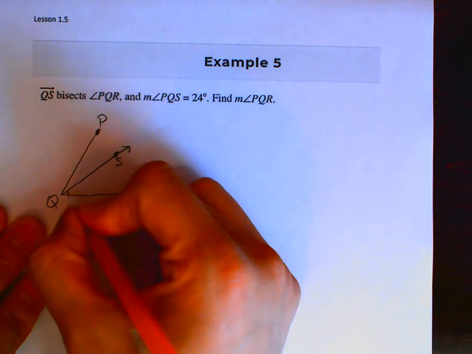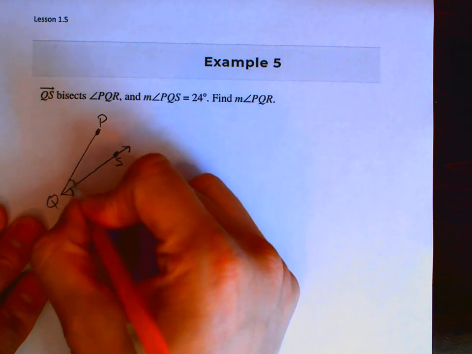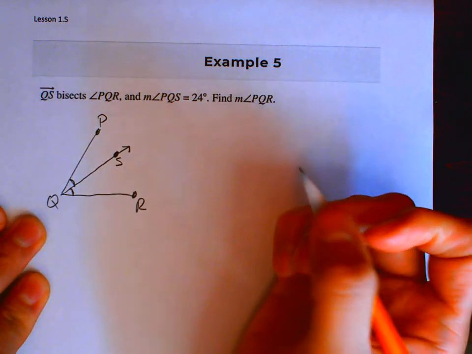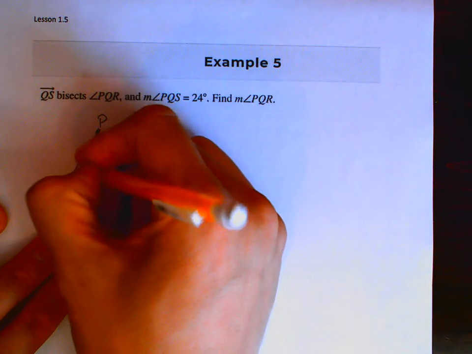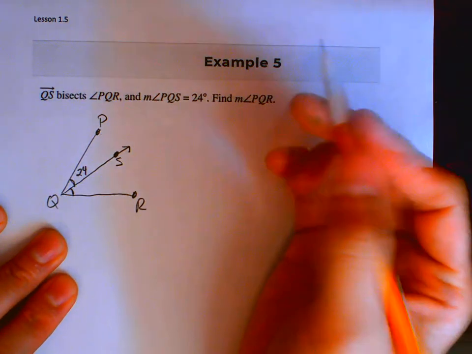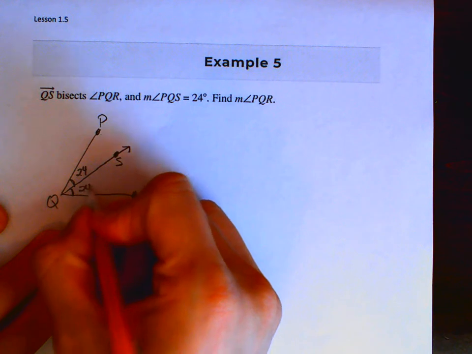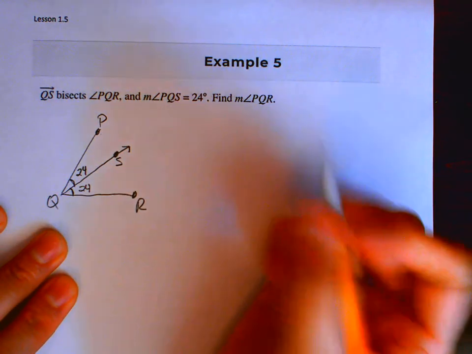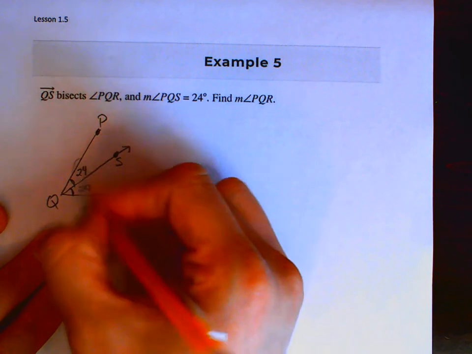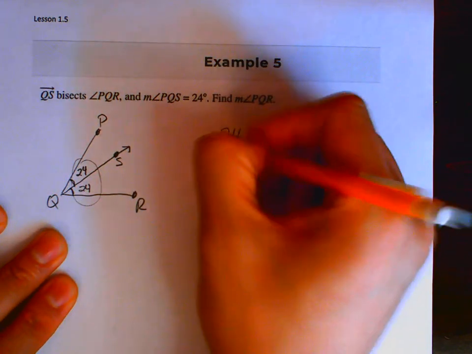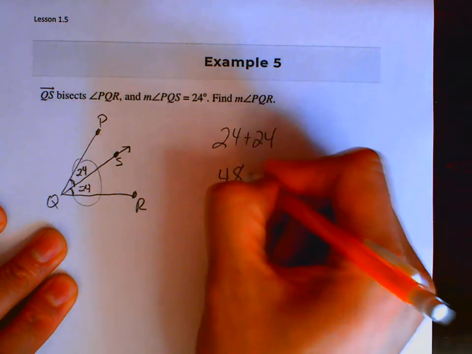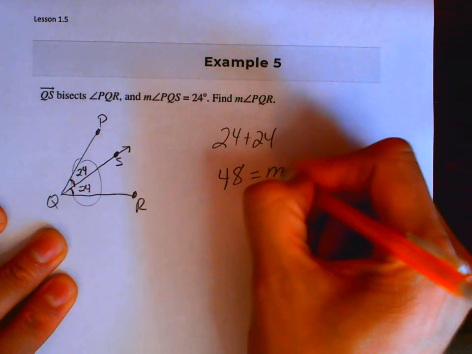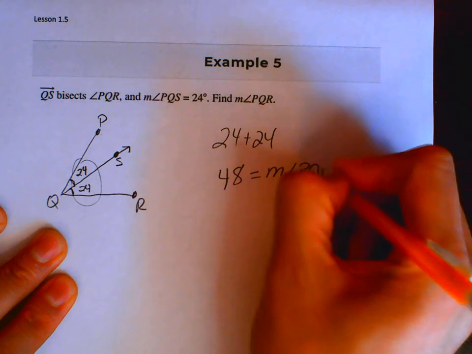Now, because it's an angle bisector, this angle and this angle are congruent. Now, they tell you that PQS is 24. So, because it is an angle bisector, guess what? That's 24 also. So, PQR is the sum of both of them. So, 24 plus 24 happens to be 48. And that's going to equal the measure of angle PQR.